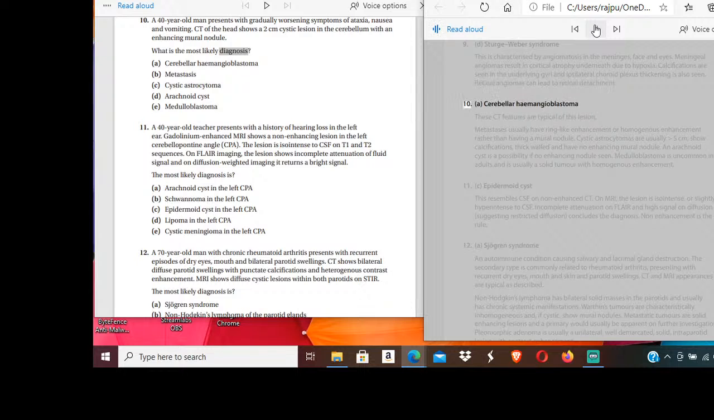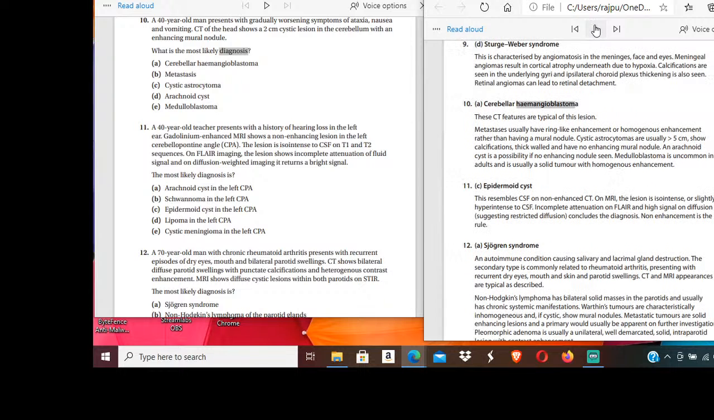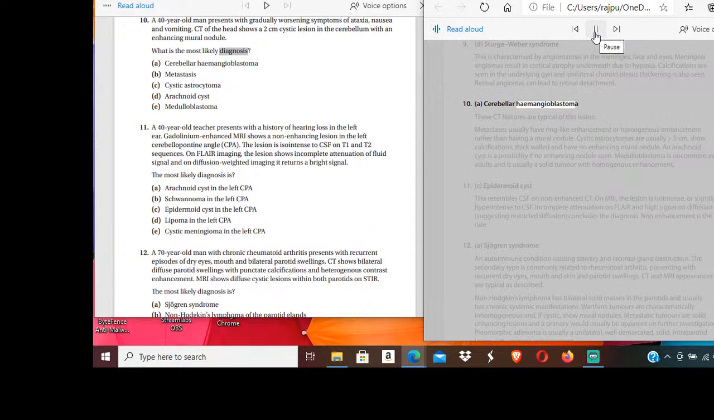10. A. Cerebellar hemangioblastoma. These CT features are typical of this lesion. Metastases usually have ring-like enhancement or homogeneous enhancement rather than having a mural nodule. Cystic astrocytomas are usually more than 5 cm, show calcifications, are thick-walled and have no enhancing mural nodule. An arachnoid cyst is a possibility if no enhancing nodule is seen.